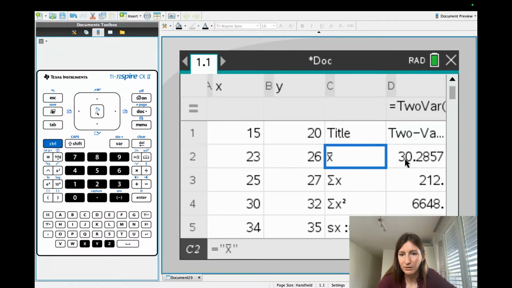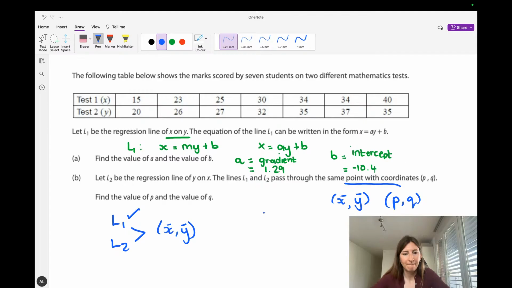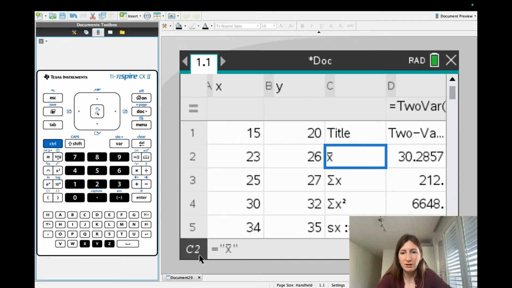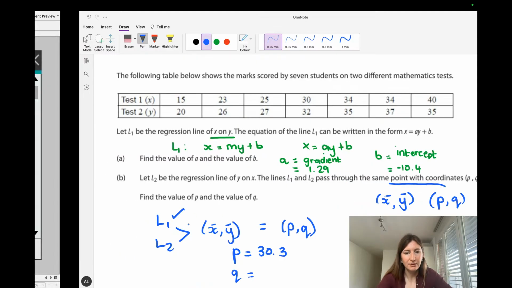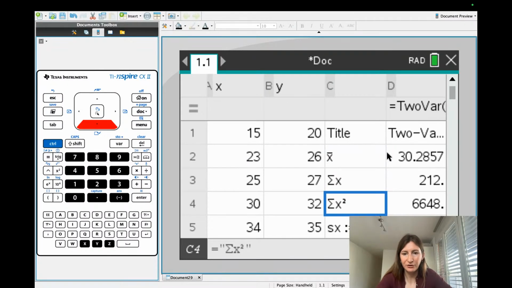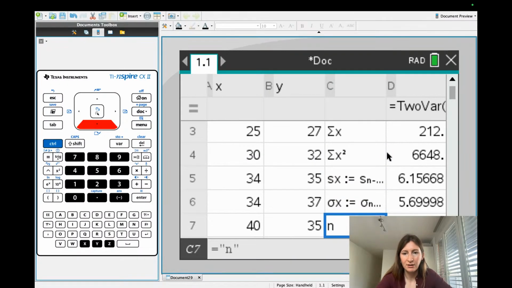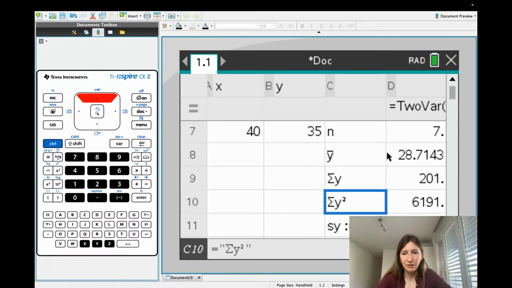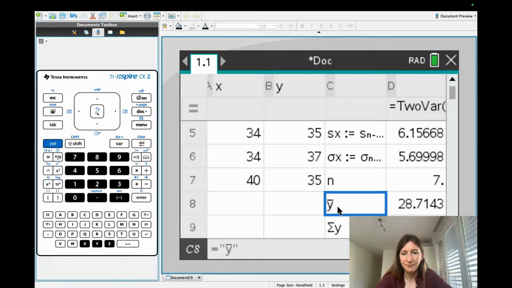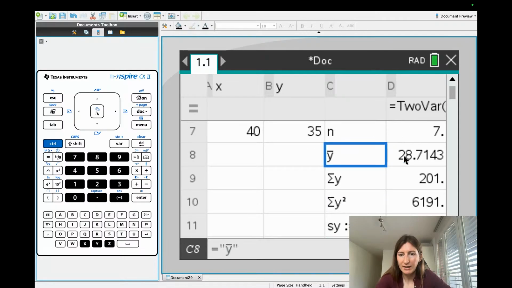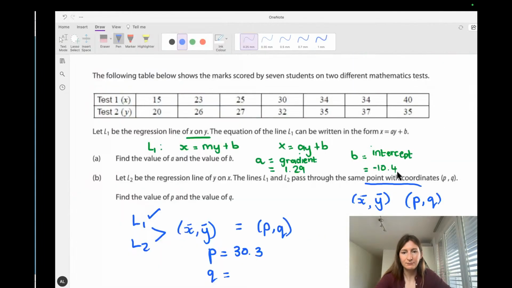30.2, so 30.3 equals, remember it was P and Q. So P was X, which means 30.3. And Q, that was my Y. Let's go and scroll down. It'll be there. First, they do all the X values, and then they do the Y values. There we go. That was two variable statistics because I have two variables. So my Y bar, that was 28.7.